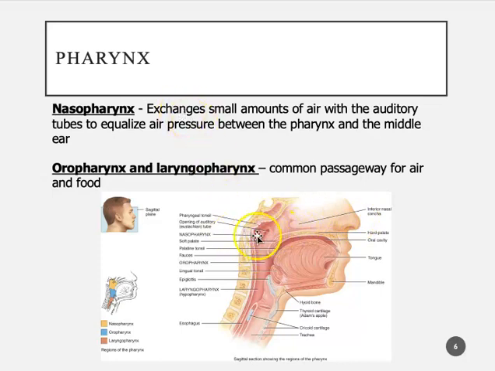There is an opening to your eustachian or auditory tube. So every time you swallow, that opening opens. And it helps equalize the pressure in your middle ear. That's why, if you're going up in an airplane, you swallow, it helps pop your ears. Then the oropharynx, right here behind the mouth, and then the laryngopharynx. These are the common passageways for air and for food.